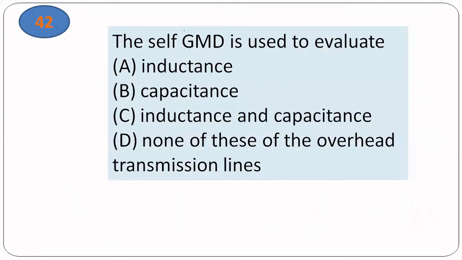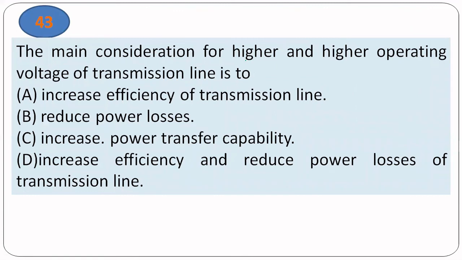So self GMD concept, it is geometrical mean distance. The concept of GMD is used to calculate inductance. Remember that it is only applicable for the calculation of inductance. Next is the consideration for higher and higher operating voltage of transmission line. We know that electrical power is transmitted at high voltage always. The main reason is that it will increase the efficiency of the transmission line. It will also reduce the power loss.